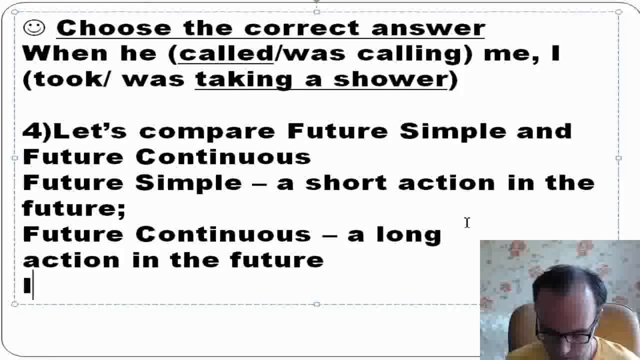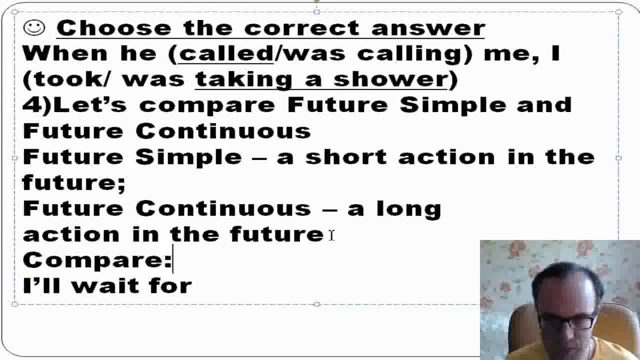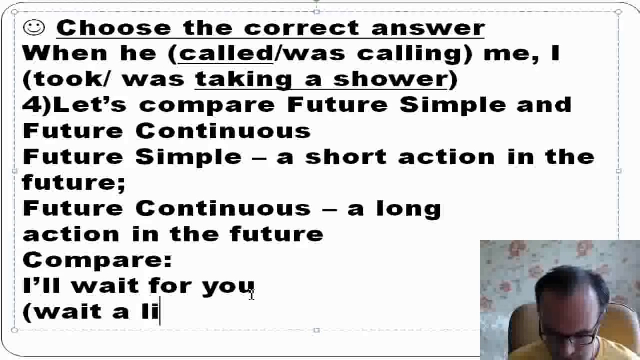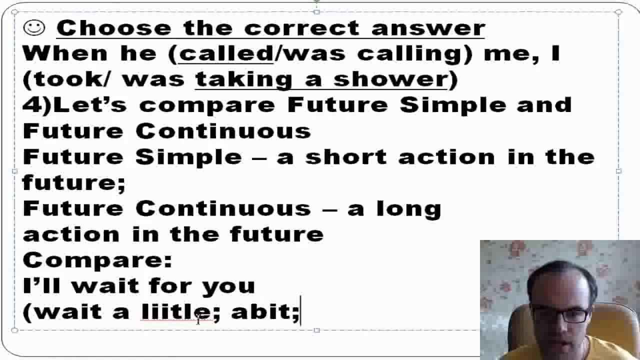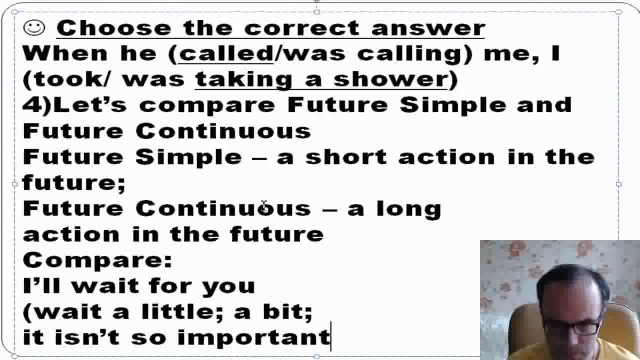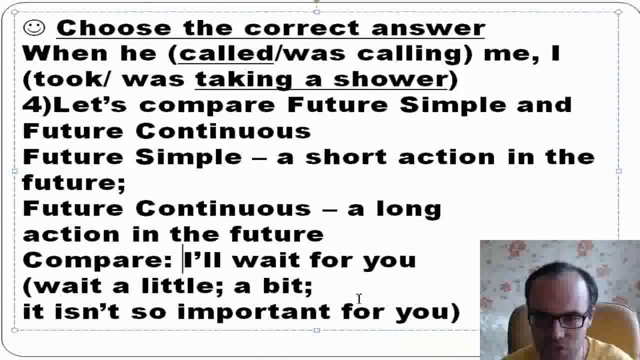Look. I'll wait for you. Compare. I'll wait for you. If you say so, it means that it's a short action. So you'll wait a little, or maybe a bit, and it isn't so important for you.